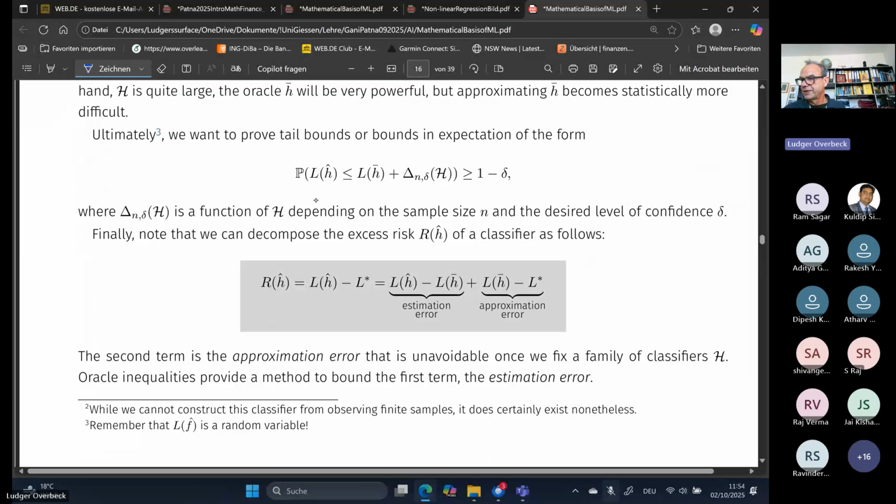We want to have an H check such that the true risk of this one is close to the best one. That's a deviation which might depend on the class where we find the best one. The H are all in this class H, and the probability of this should be small, and this also should be small as well.